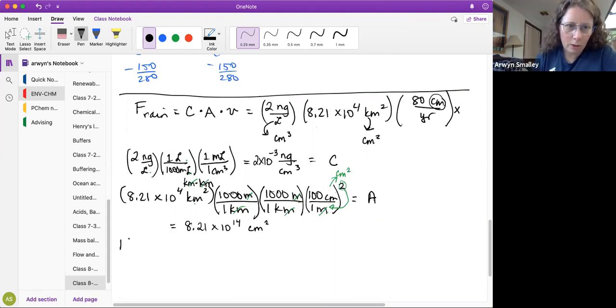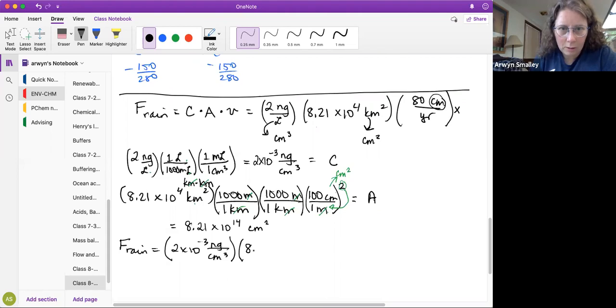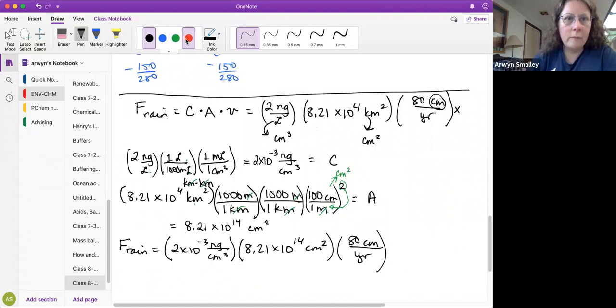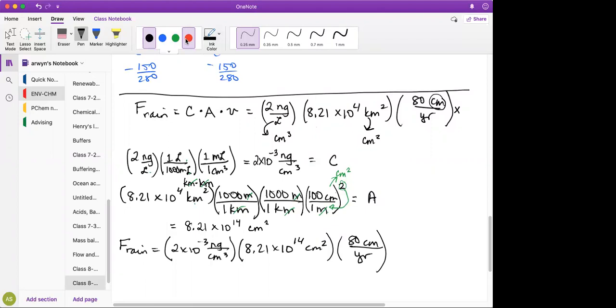So that means that our flow from the rain is 2 times 10 to the minus 3 nanograms per centimeter cubed times 8.21 times 10 to the 14 centimeters squared for the area times 80 centimeters per year for the rate. Okay. Those go away. Okay.